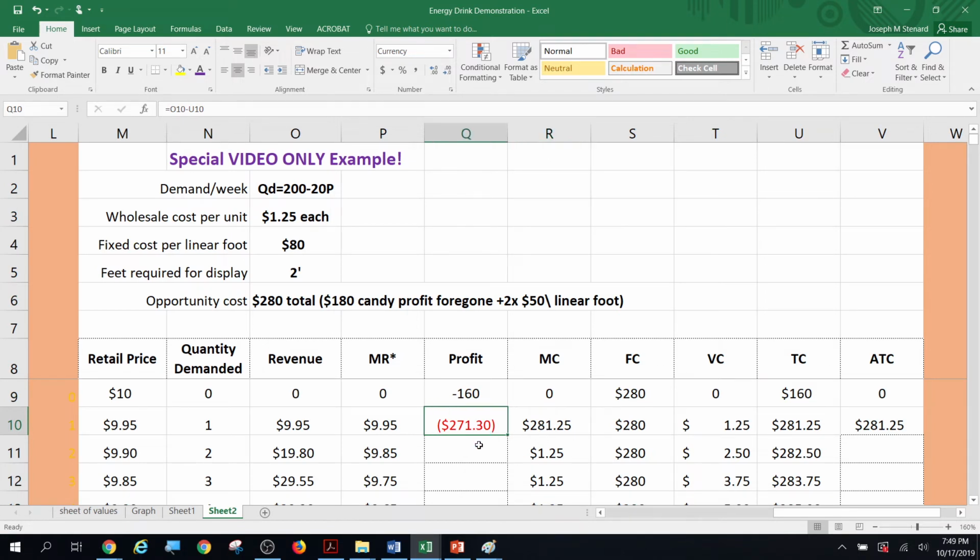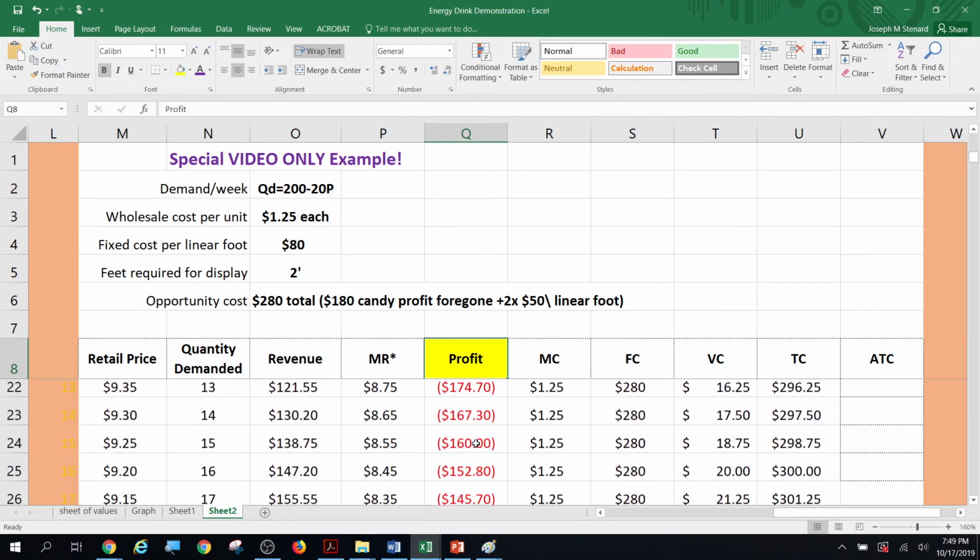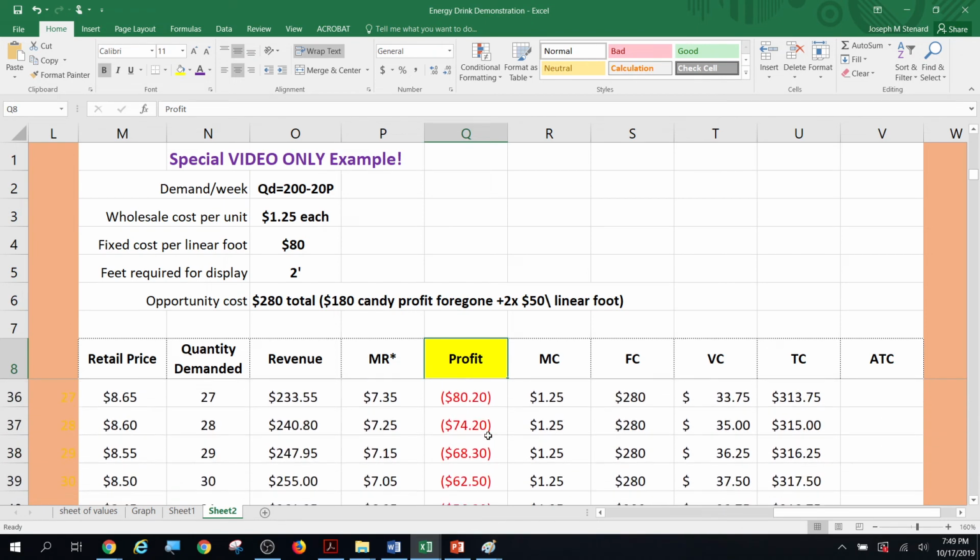Our profit, of course, would be terrible then if you're only bringing in $9.95. We sold it for $9.95, so we brought in $9.95. But it cost us $281, so we lose a lot of money. Whenever you see it in red or parentheses, it means you're losing money. So the profit here, which we're very interested in, is going to be negative until, and perhaps if it always stays negative, and it might be staying negative, it doesn't.